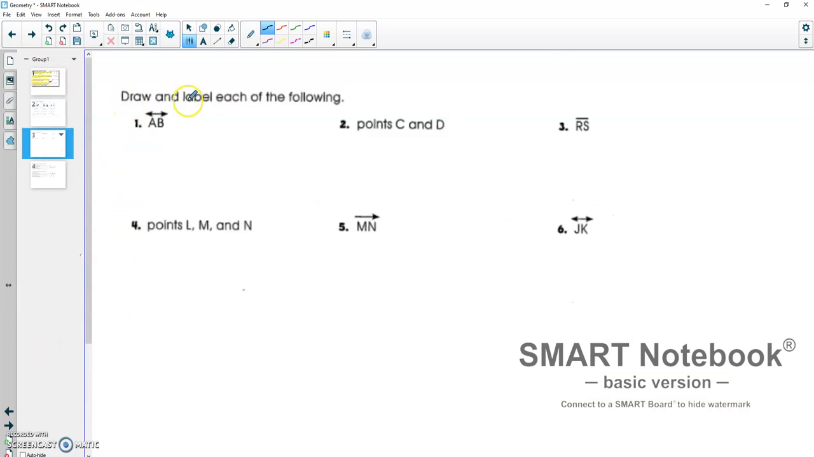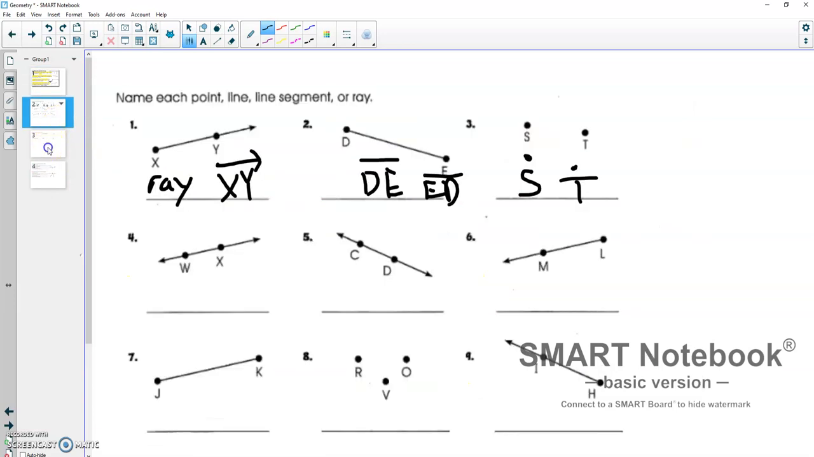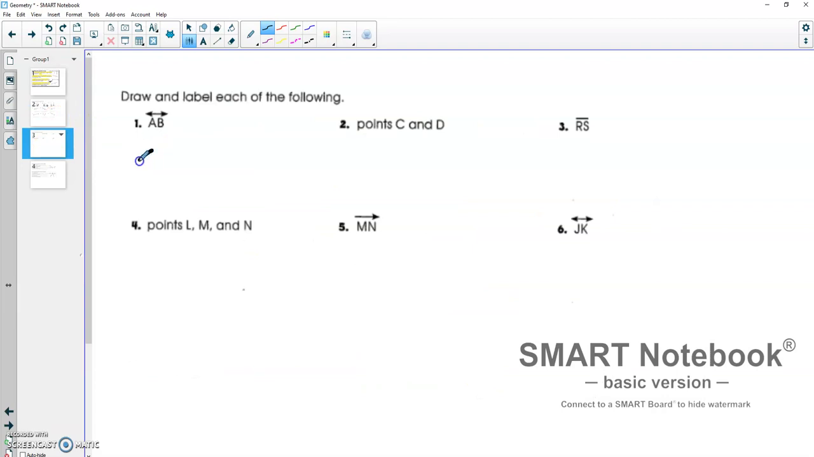Next, we have this. Draw and label each of the following. So I see this. I don't know what this means. I'm going to look back. Where do I see 2 arrows on top? Right here, line. So that means I'm going to draw a line. It has 2 arrows, so I'm going to draw 2 arrows. Make a line. Put a dot here. Put a dot here. A, B. Points C and D. It's just a point, so I'm going to just put a dot.